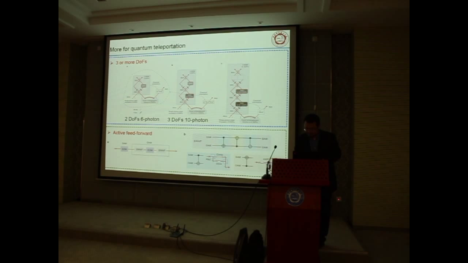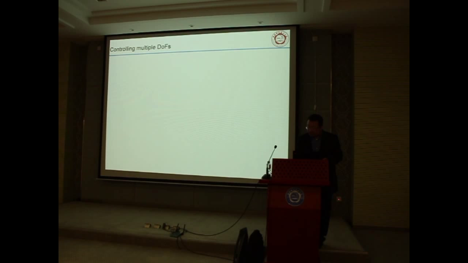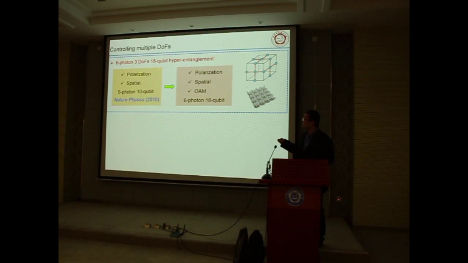We can also do more creative research by controlling multiple DoFs. For example, 18 qubits hyperentanglement. In 2010, we generated 5 photon 10 qubits entanglement. Now we are planning to carry out 6 photon 18 qubits entanglement using 3D OS, polarization, spatial, and OAM. And this 18 qubits entanglement will be useful for quantum computation or quantum simulation.